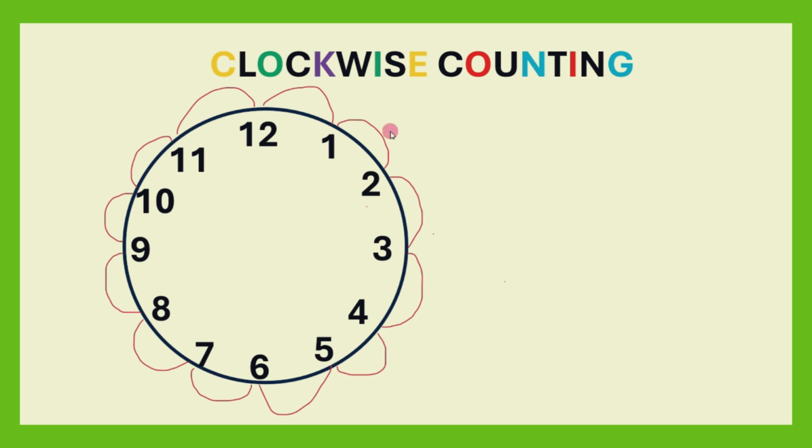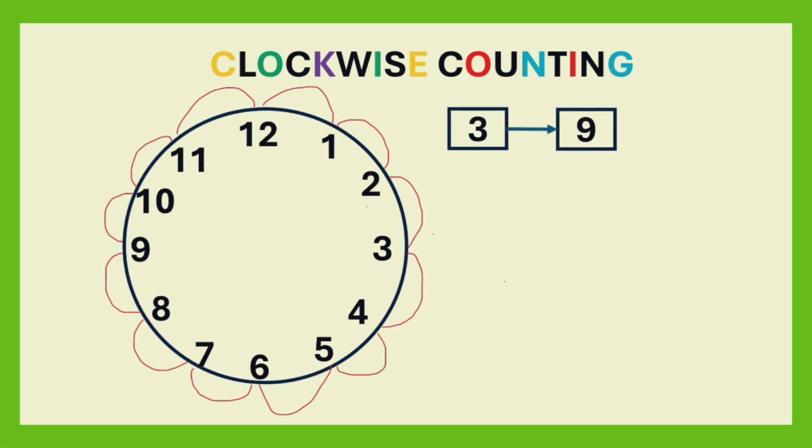Sometimes the question can say that you should count clockwise 3 numbers from 4. So when the question asks you to count clockwise 3 numbers from 4, you go to 4 and you count 3 numbers away from 4. That would be 1, 2, 3. So 3 numbers from 4 is 7. Don't forget we are looking at clockwise counting, and let's look at examples.